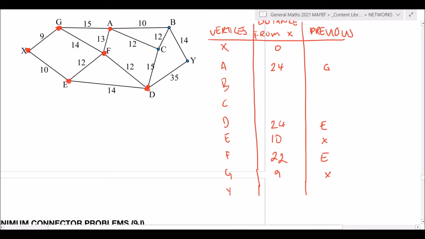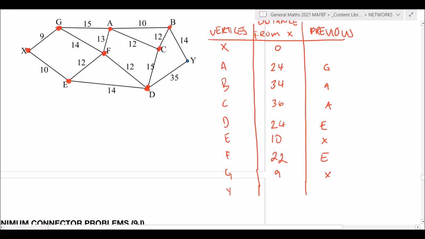So from A, we can visit B and C. A, so far you've got a weight of 24. And to get to B, it's 10. So 24 plus 10 is 34 from A. Or you can also go to C. 24 plus 12 would be 36 from A. So we visited B and C.